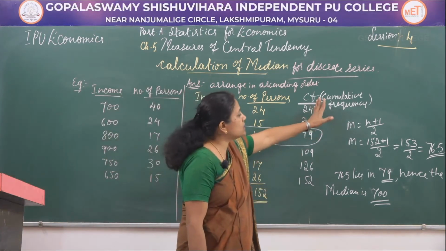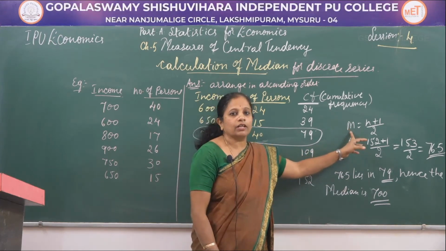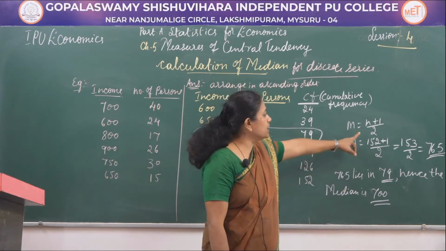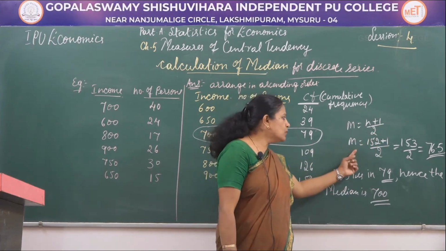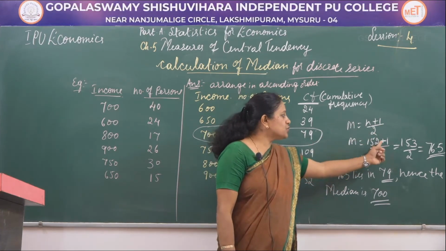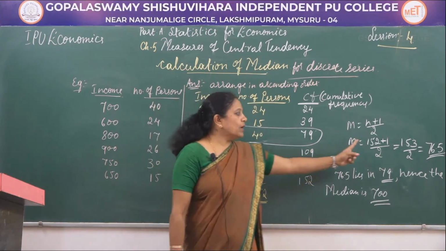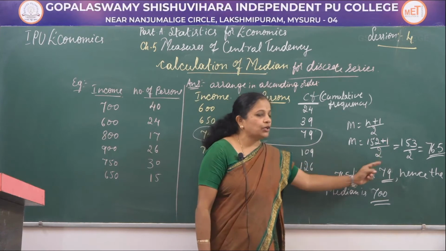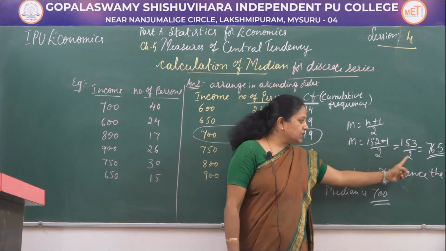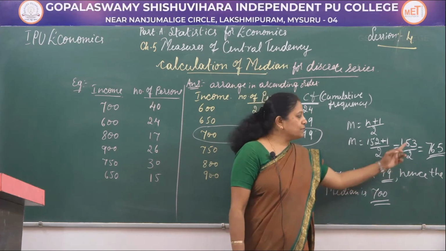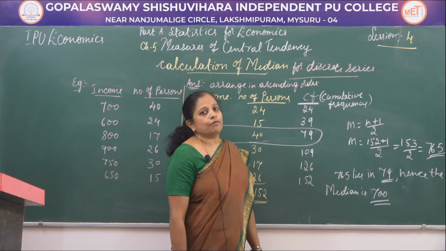After we have written the cumulative frequency, let's write the formula for calculation of the median. Median equals n plus 1 divided by 2. So here the n value is 152. So 152 plus 1 divided by 2. 152 plus 1 is 153. So 153 divided by 2 we obtain 76.5.